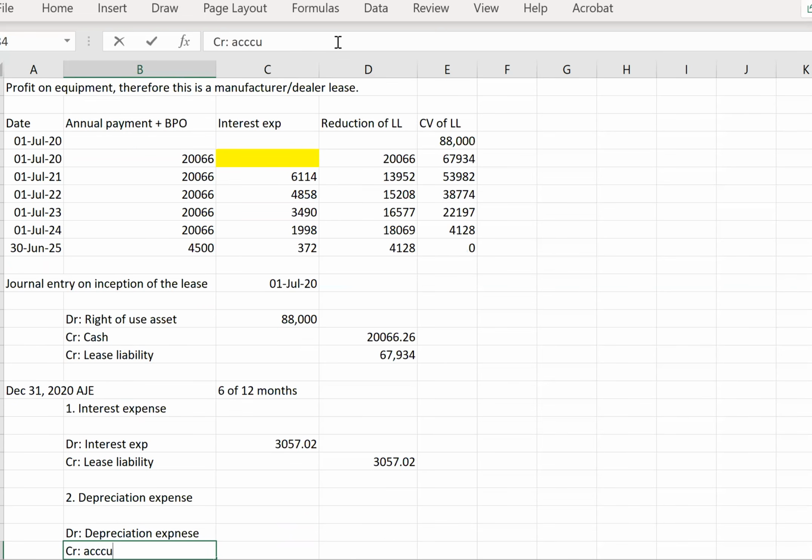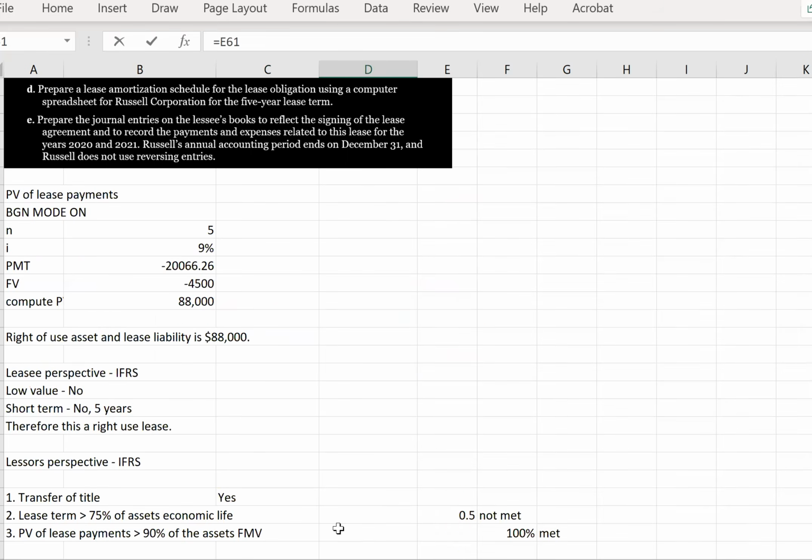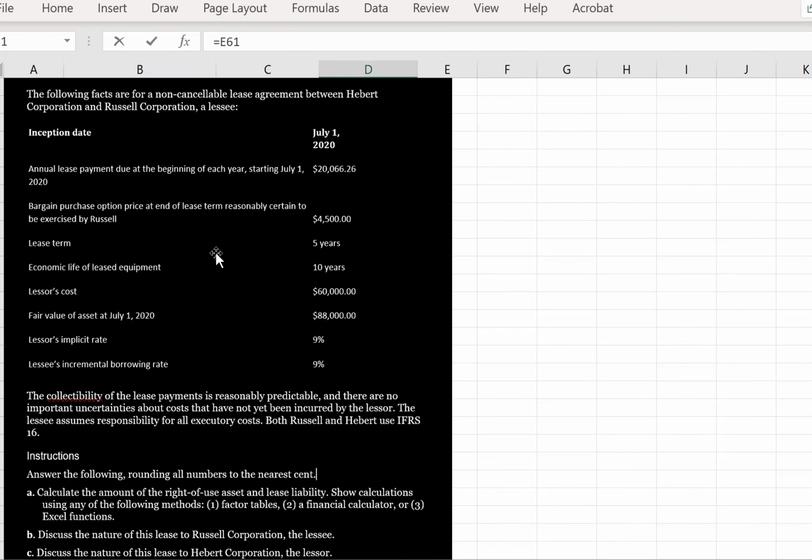Credit accumulated depreciation, depreciation, right of use asset. And what we're going to pick up here is going to be the amount of the asset divided by the term of the lease. And actually something interesting here is that the term of this lease, remember, is 5 years, but the economic life of this equipment is 10 years.